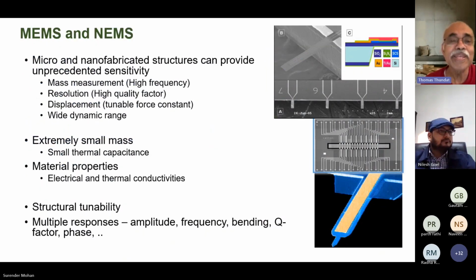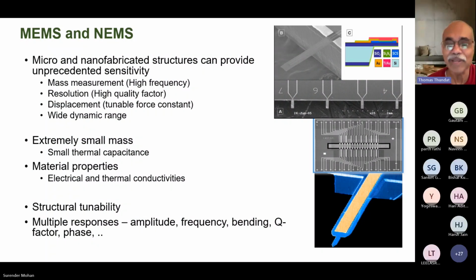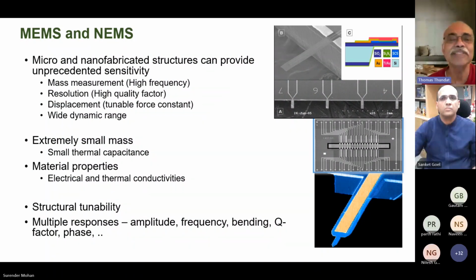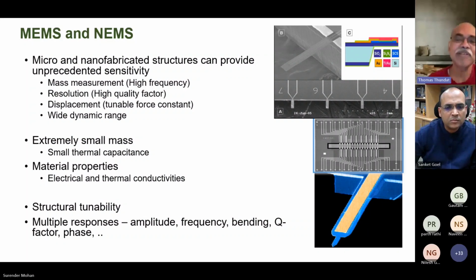So MEMS and NEMS, micro electromechanical systems or nano electromechanical systems, are well known. There's lots of literature already out there, lots of products. We used to make micro and nano fabricated structures, like cantilevers. That's what we started out with, cantilevers as well as bridges and so on.